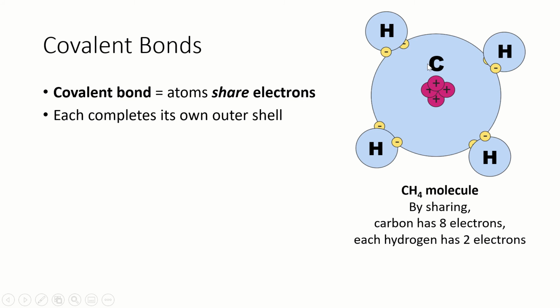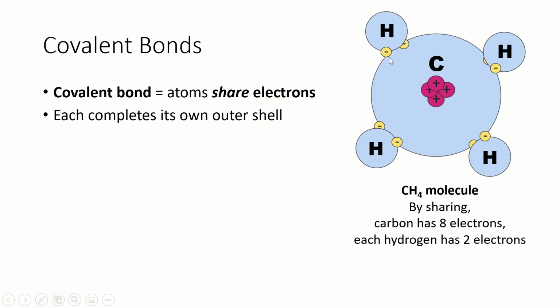Now, when 2 atoms share their electrons, we call that a covalent bond. These are called the valence electrons, the ones in the outer shell. So covalent means they are cooperating to share those valence electrons. Each of the atoms in the bond gets to pretend that it has both of the electrons.